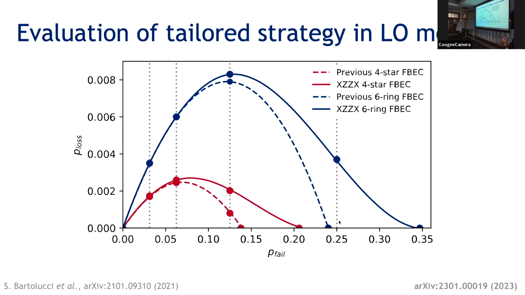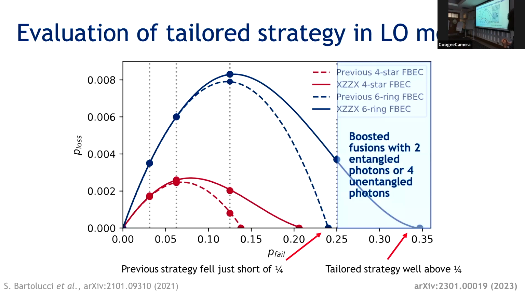best approach. So as expected, in this specific region, we are able to error correct against fusion failures as well as photon loss and achieve scalability, again by using 2 entangled photons or 4 unentangled photons, whereas with the previous best strategy, you need at least 3 entangled photons to be scalable. I'm going to pause here for a second to see if there are any questions.